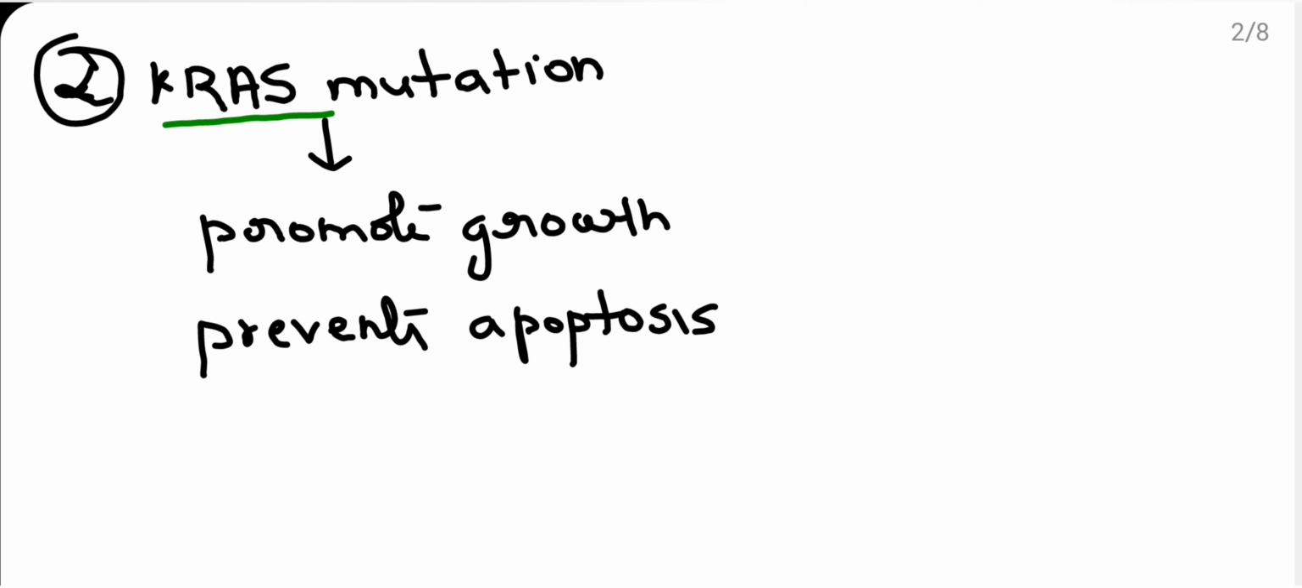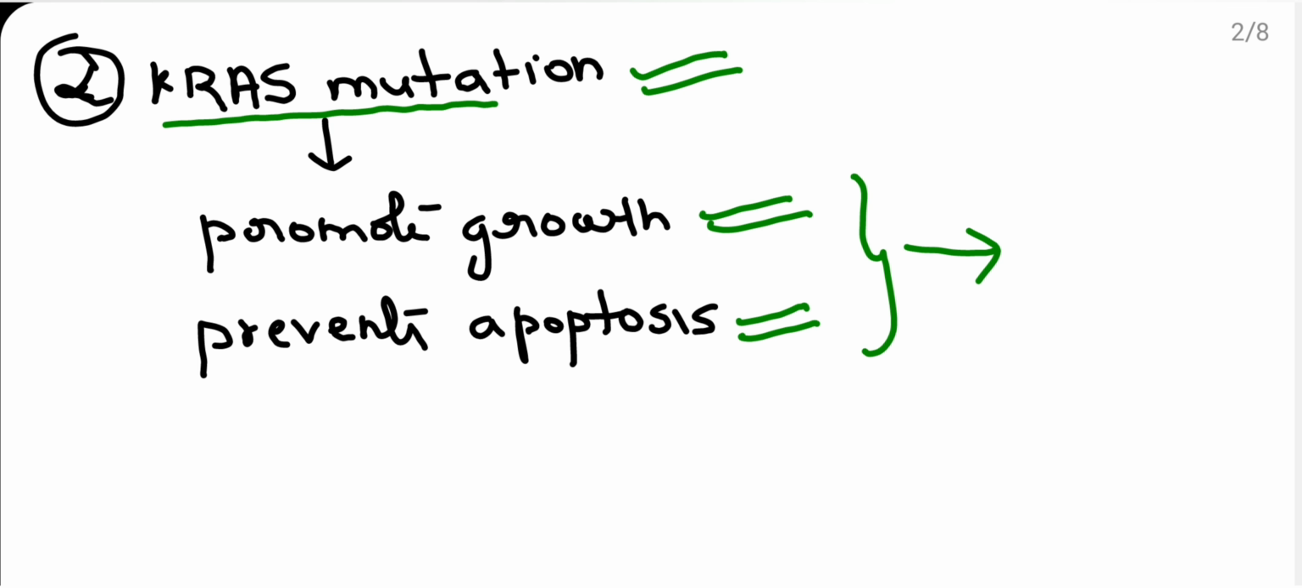Another mutation which occurs during progression of cancer is the KRAS mutation. KRAS is a proto-oncogene, so there is gain of function mutation of KRAS. When a proto-oncogene has gain of function mutation, there is promotion of growth and prevention of apoptosis. Both these things lead to cell survival.